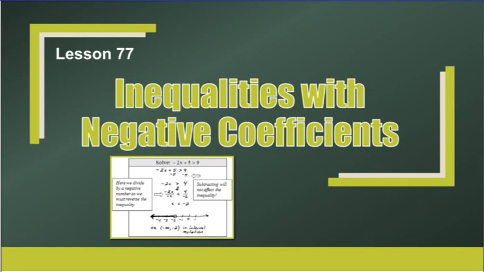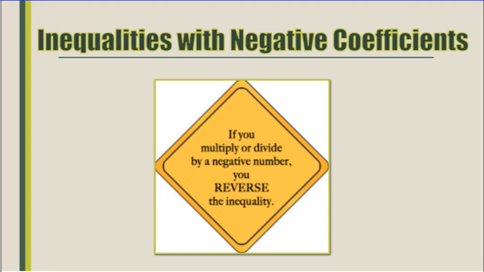Lesson 77, Inequalities with Negative Coefficients. The main rule here that you need to remember is if you multiply or divide by a negative number, you need to reverse or flip the inequality symbol. That is important to remember because if you don't, when you check your answer, it's not going to make sense.